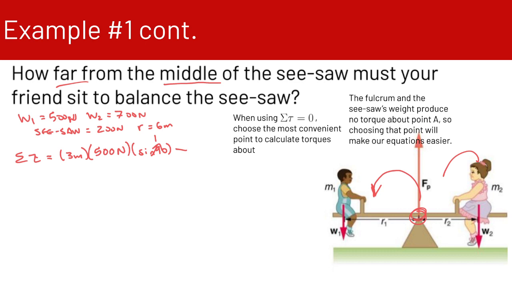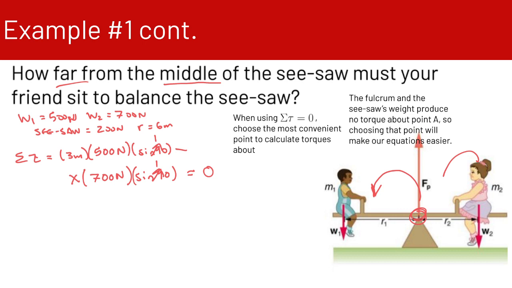We don't know how far she is, so she's X. Then she weighs 700 newtons, and her weight is also perpendicular to the axis of rotation, so she ends up as 1. And this is all equal to 0.